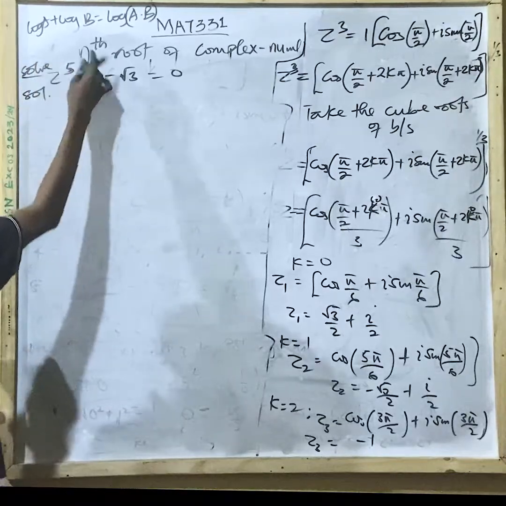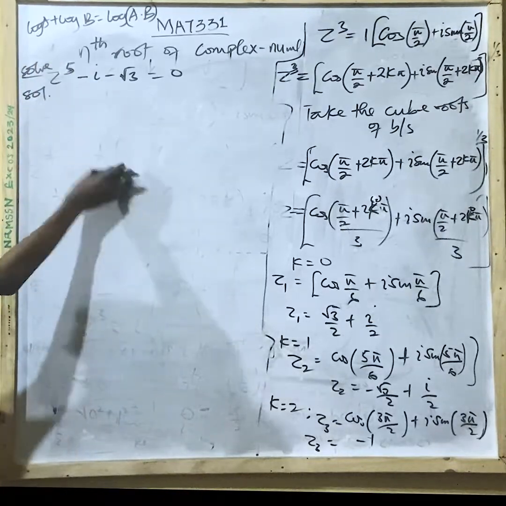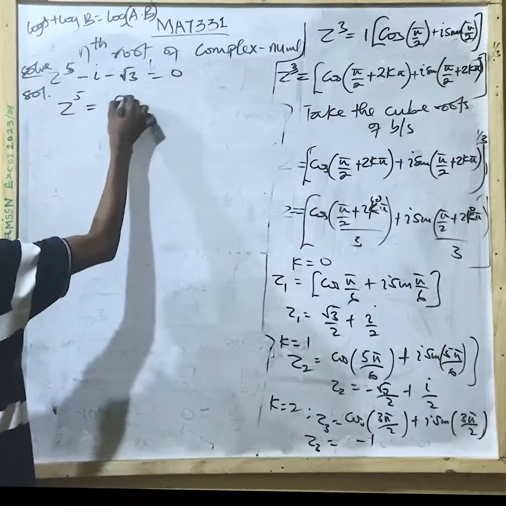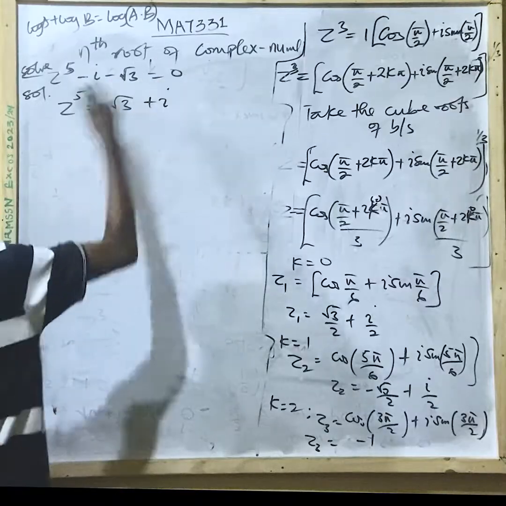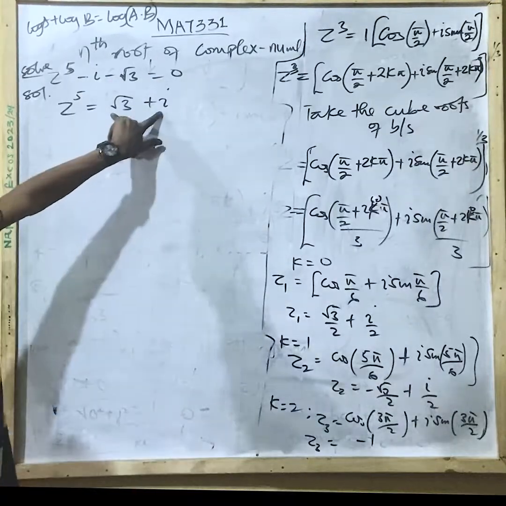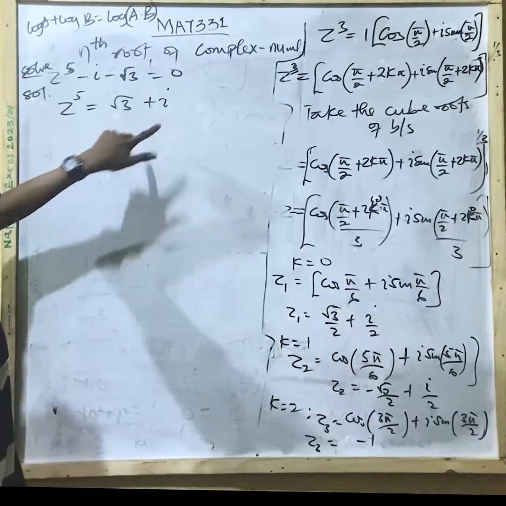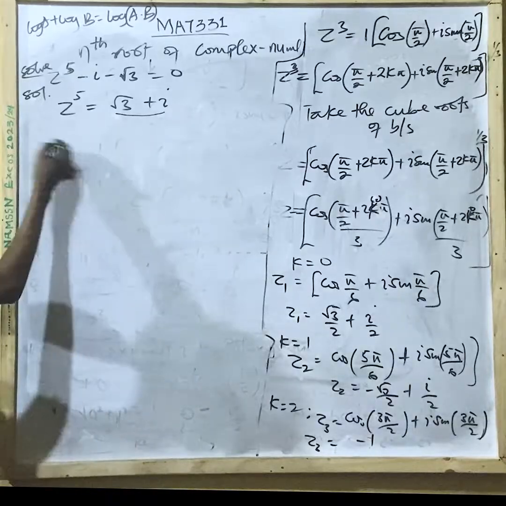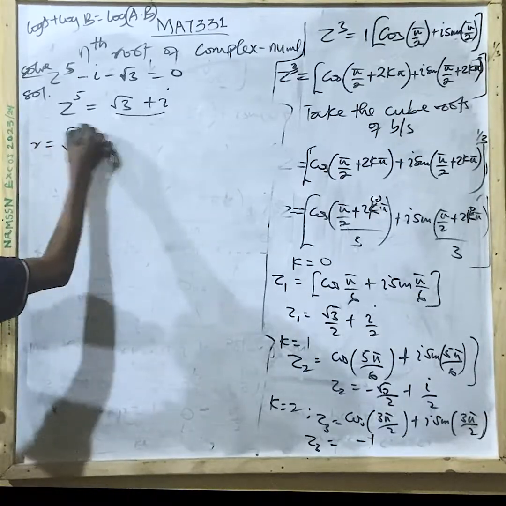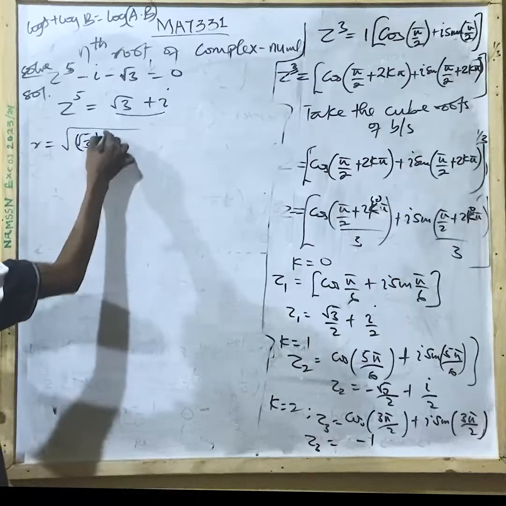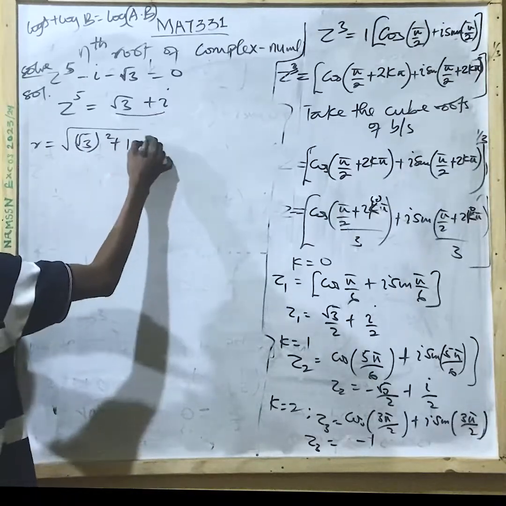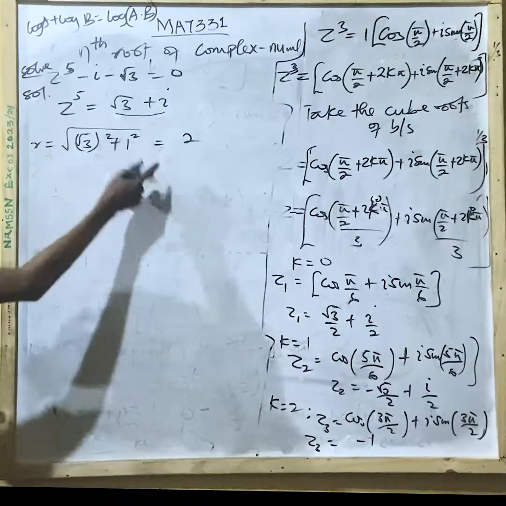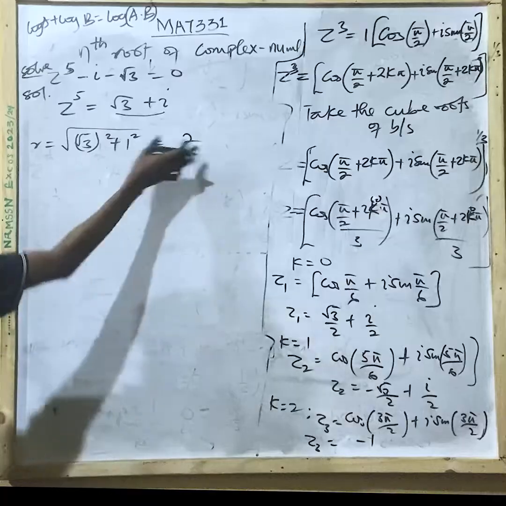We are asked to solve z raised to power 5 minus i minus root 3. So collect like terms: z raised to power 5 equals, bringing this to this side, root 3 plus i. The next thing is to express the right hand side, root 3 plus i, in polar form. The modulus is the square root of root 3 all squared plus 1 all squared. Root 3 squared is 3, plus 1 is 4. Square root of 4 is 2.